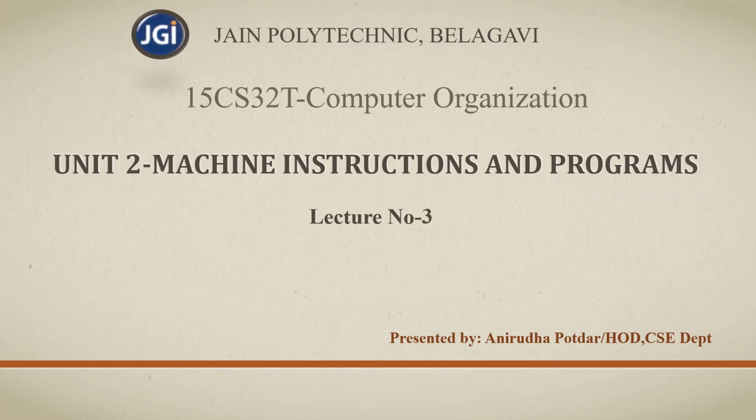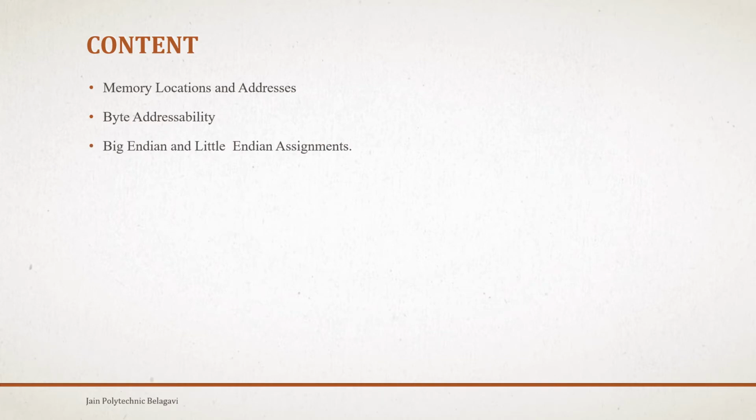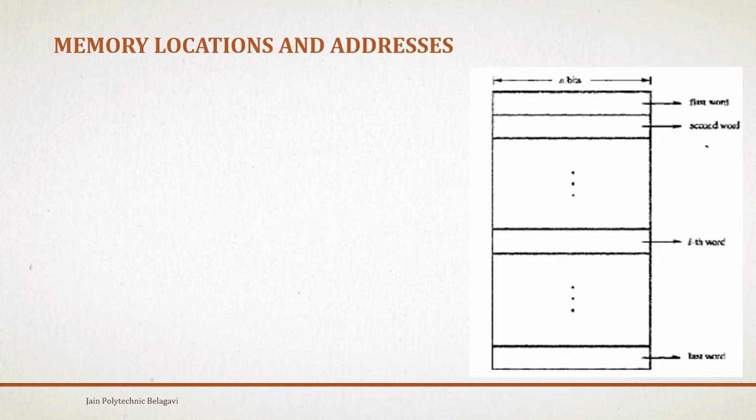So today we are going to discuss unit number 2, that is machine instructions and programs. That is lecture number 3. Now let us go through the content that we are going to discuss in this lecture: memory locations and addresses, byte addressability, big-endian and little-endian assignment. Now we'll go to memory locations and addresses.